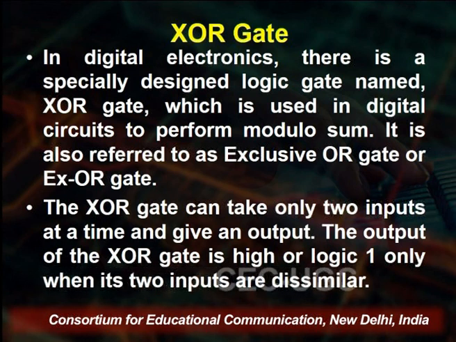The XOR gate can take only 2 inputs at a time and give an output. The output of the XOR gate is high, or logic 1, only when the 2 inputs are dissimilar, meaning one input is 0 and the other is 1. Otherwise it will be 0. It is very easy to remember: if the 2 inputs are dissimilar, then we get the high output.